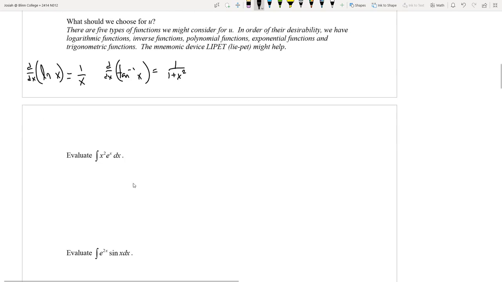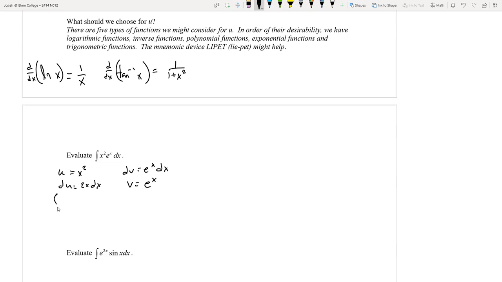All right, so for instance, if we're trying to evaluate this guy, using LIPET, we'll often choose this guy here. That's not exponential, it's a polynomial, as u. So du will be 2x dx. And the rest of our integrand becomes dv. And so we integrate that, we just get v, e to the x.